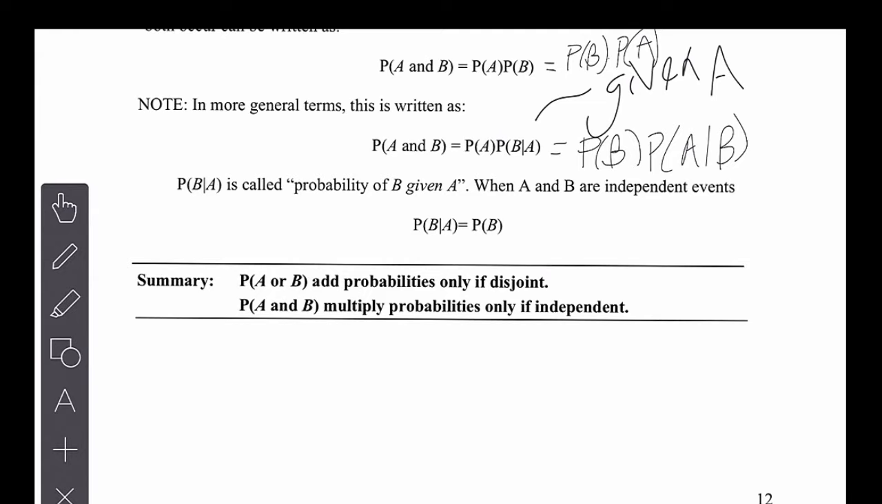But if events are independent, that means they do overlap, and they have an overlapping piece called probability A and B. If they're independent, you would multiply the probabilities together.